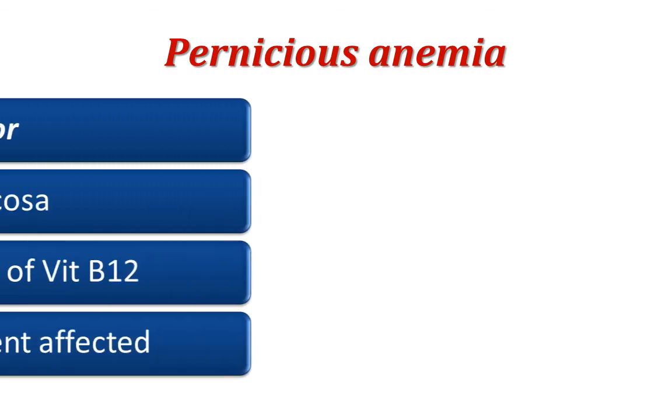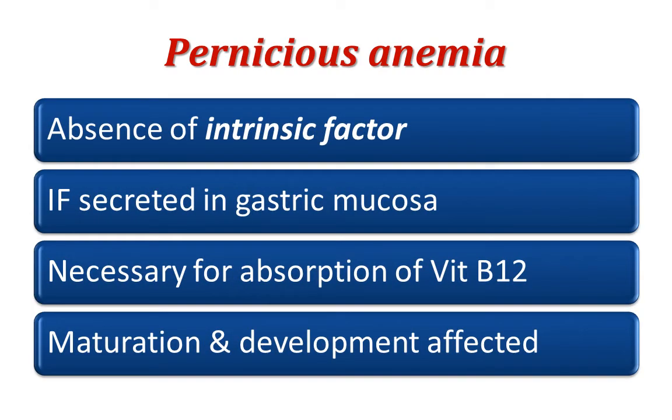Pernicious anemia is produced because of absence of intrinsic factor. This factor is secreted from the cells of the gastric mucosa. This factor is necessary for the absorption of vitamin B12, and vitamin B12 is necessary for the maturation and development of the RBC. So, if intrinsic factor is not available, vitamin B12 absorption is not possible from the GI lumen, and hence it affects the maturation and development of RBC.